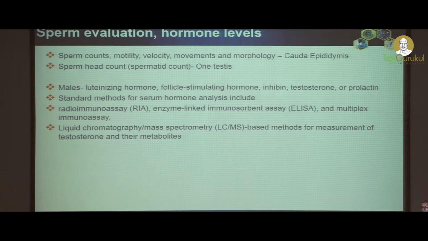When it comes to sperm evaluations, we do the sperm counts, motility, velocity, movement, and morphology using the cauda epididymis, and the sperm head count using one testis. Hormones like luteinizing hormone, follicle stimulating hormone, inhibin, testosterone and prolactin can be estimated by several methods like RIA, ELISA, and multiplex immunoassay. In fact, testosterone and its metabolites can be very sensitively characterized by the LC-MS method as well.